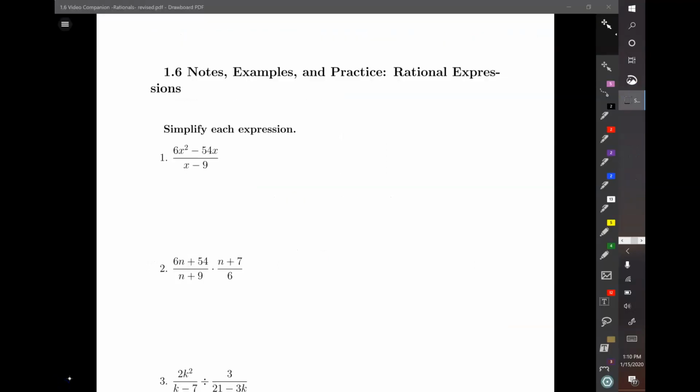So I've switched over to the video companion worksheet 1.6. It says notes, examples, and practice rational expressions. So we have simplify each expression. Number 1, 6x squared minus 54x, all divided by x minus 9.